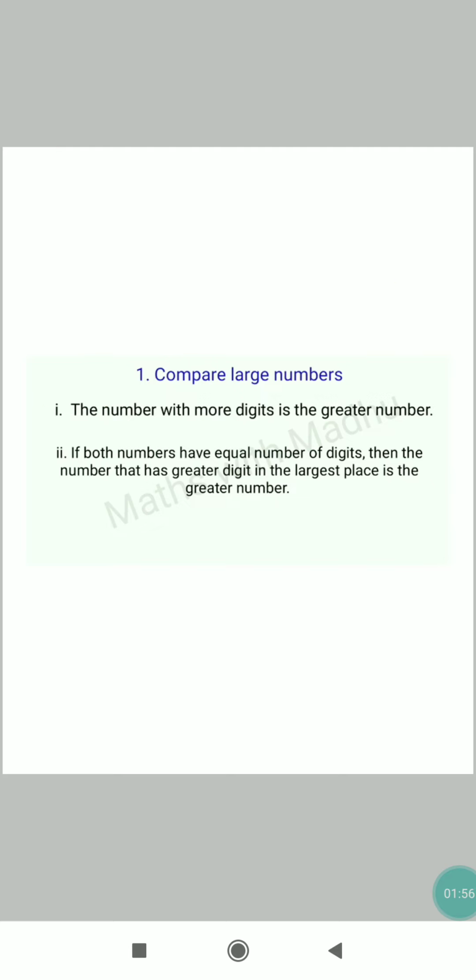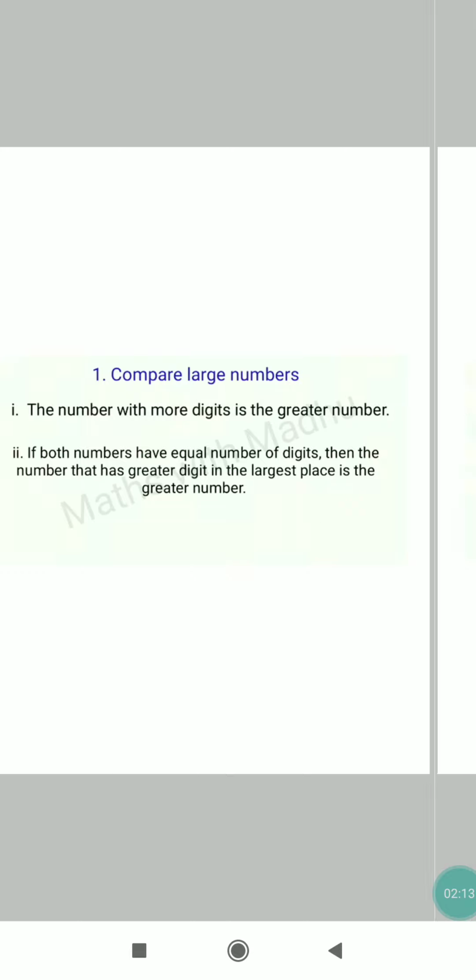What the second one is saying: if both numbers have an equal number of digits, then the number that has a greater digit in the largest place is the greater number. What does this mean? I will show you with a few examples. Let's go through the examples.